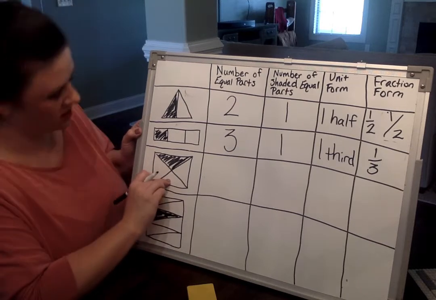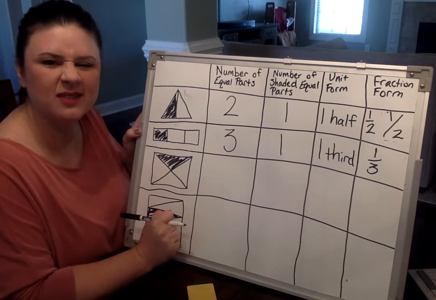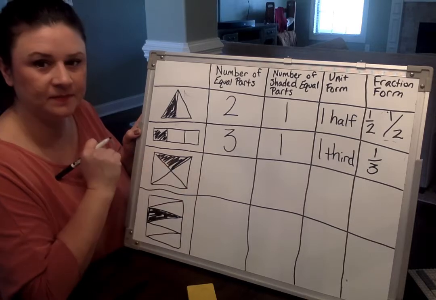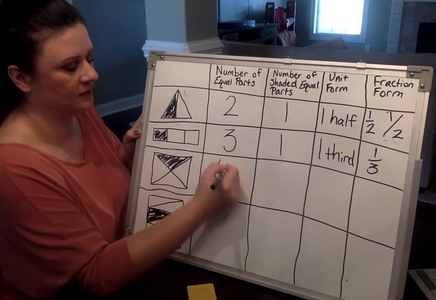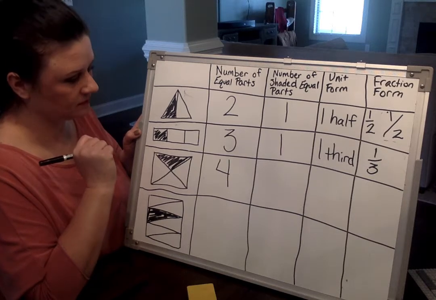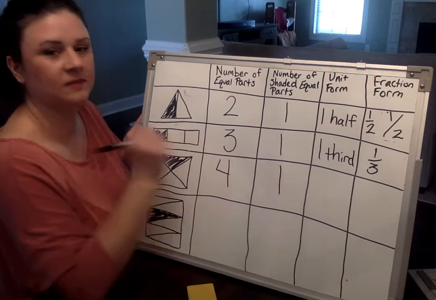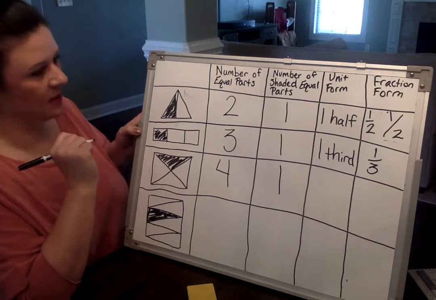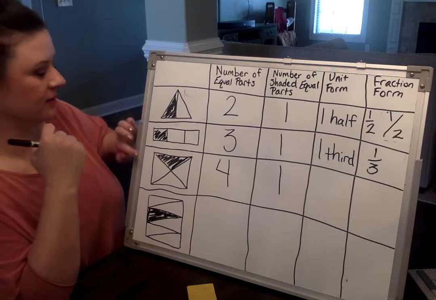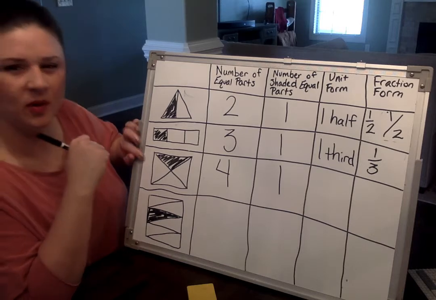Here's a square. It's supposed to be a square. It kind of looks like a rectangle. How many pieces do we have? 4. How many of those pieces are shaded in? 1. Now we have 1/2, 1/3. This would be called 1/4.